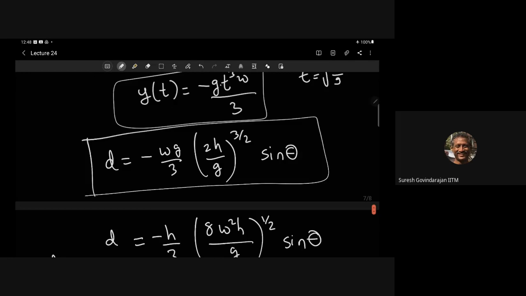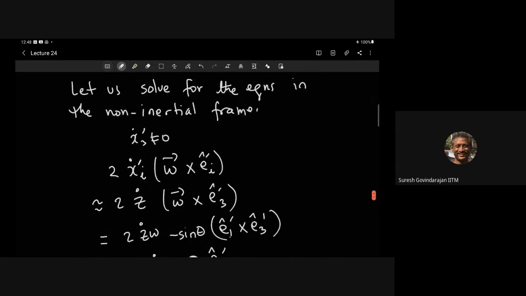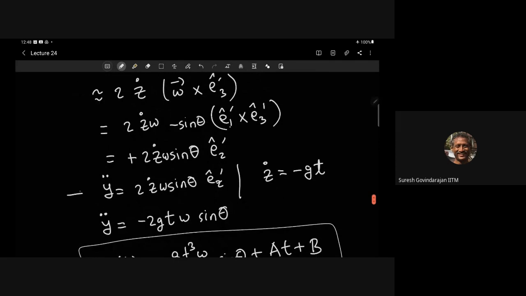Okay, where is the error? The error is here. I wrote y dot, y double dot, y double dot. Okay, check the sign here, and let me know next lecture.